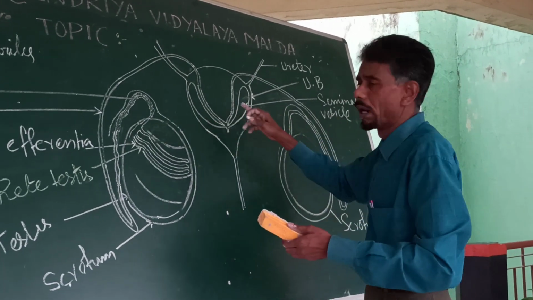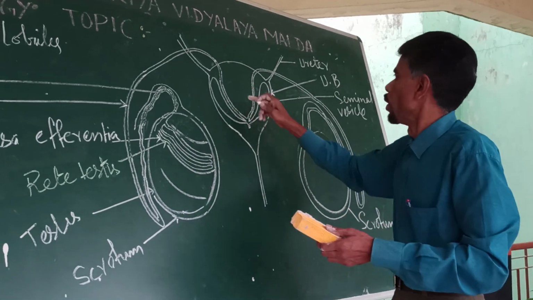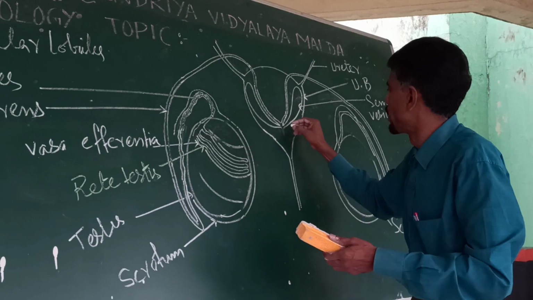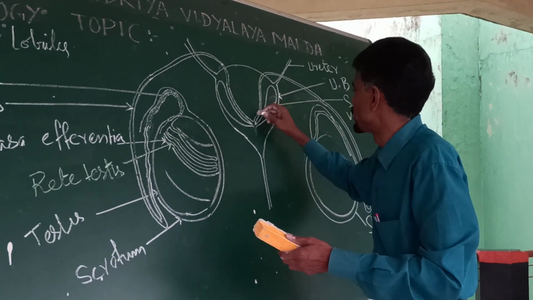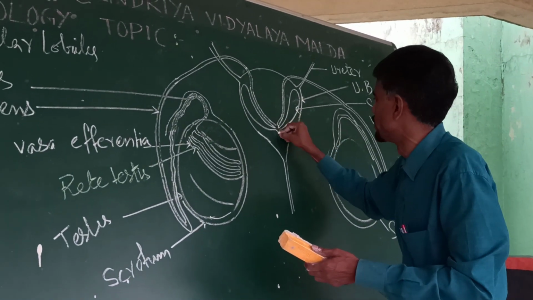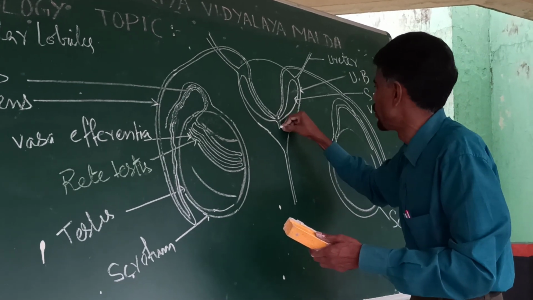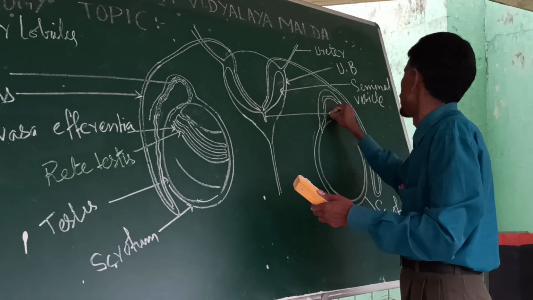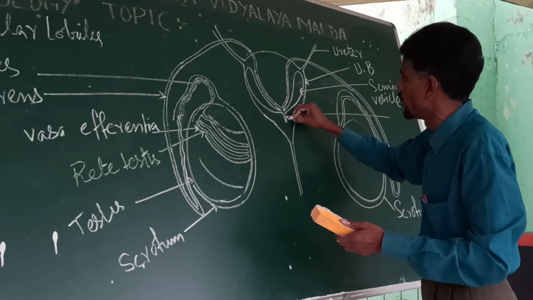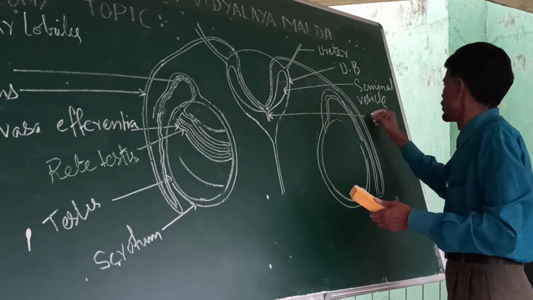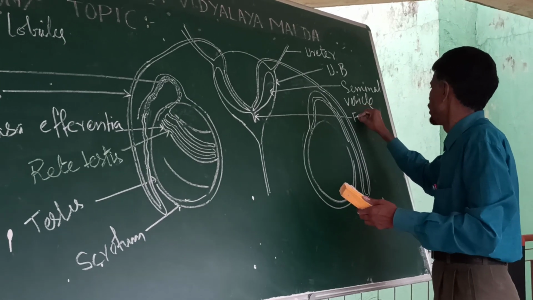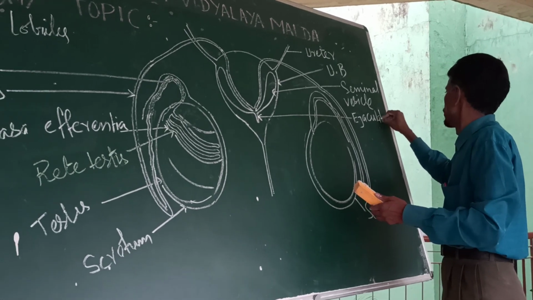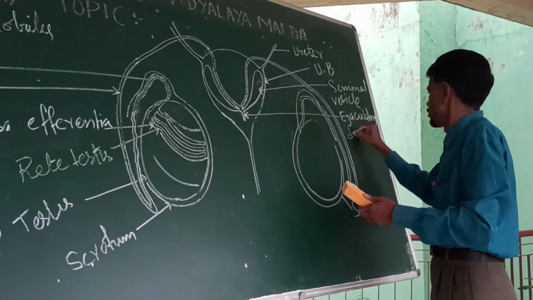So a pair of seminal vesicles, from both sides of the vas deferens, enter into a duct. So the vas deferens and seminal vesicle open into a duct. This duct is called ejaculatory duct.